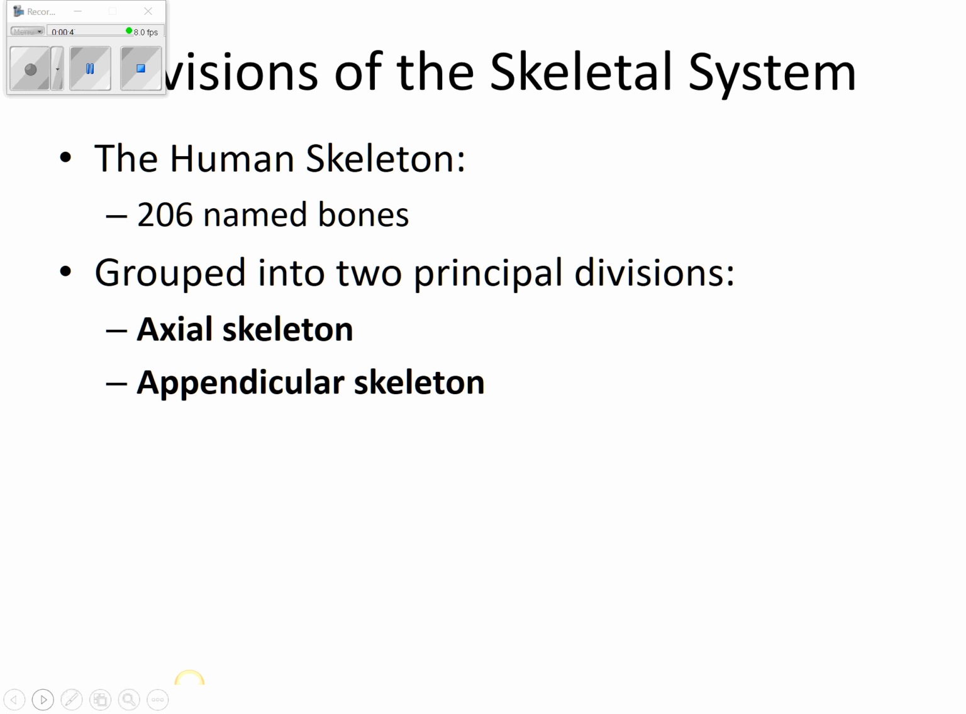The human skeleton, of course, has 206 named bones, so you do need to know numbers within this chapter. And that's in the human skeleton. So they're grouped into two different principal divisions. That's your axial skeleton and then your appendicular skeleton. So part one, we'll talk about the axial skeleton, and then in part two, we'll talk about, of course, the appendicular skeleton.